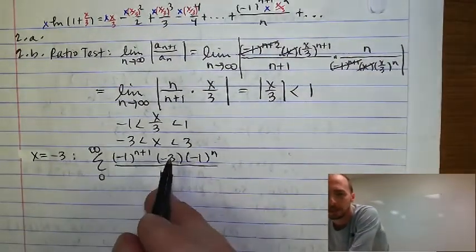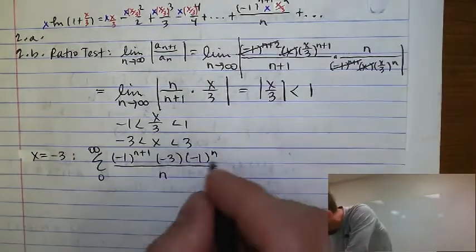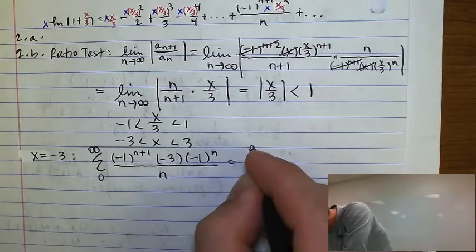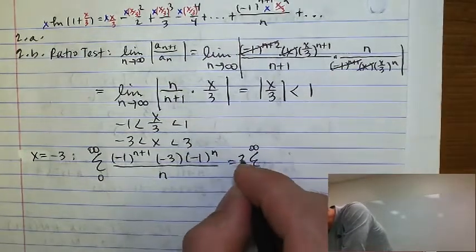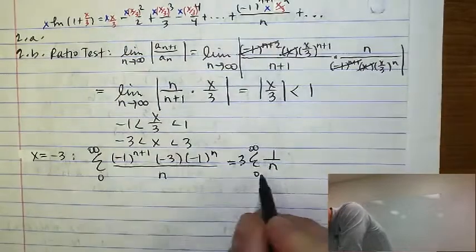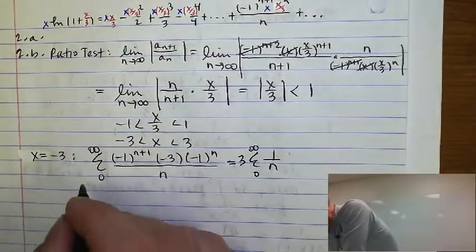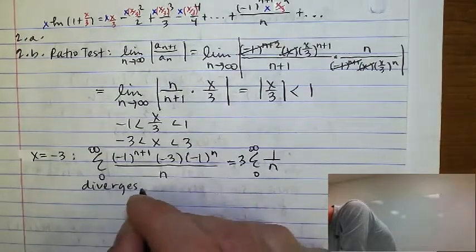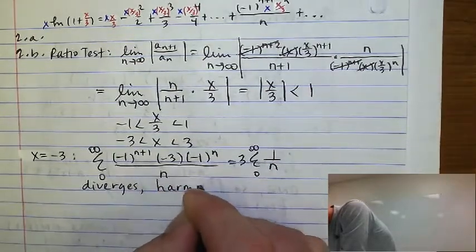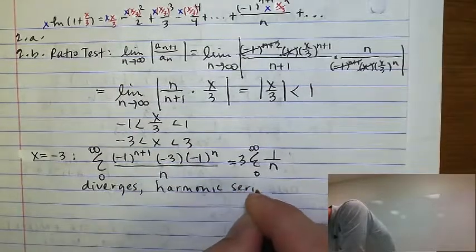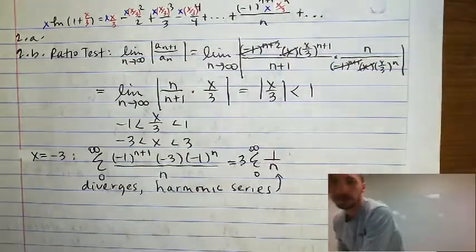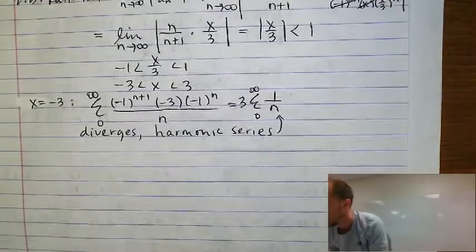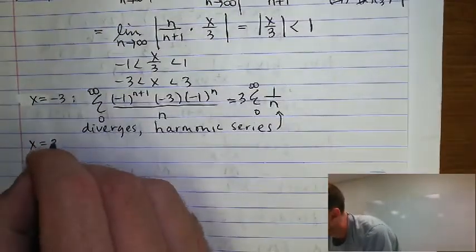Negative 1 times negative 3 is positive 3. So this is just the sum from 0 to infinity of 3 over n. Or maybe I'll say it's 1 over n. And I'm going to say this diverges because it's the harmonic series. I don't need any justification for the fact that the harmonic series diverges. Everyone knows that. Okay. So then at x equals 3, let's see what's going to happen.